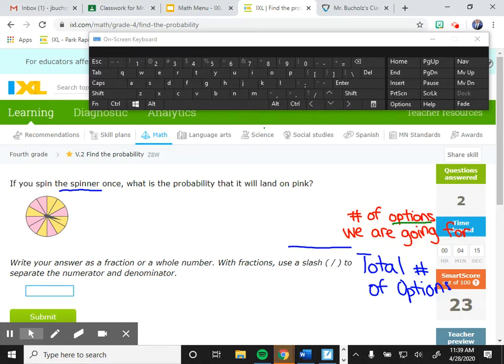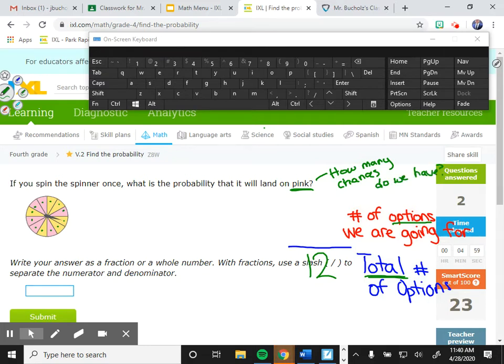Now, if you spin the spinner once, what is the probability that it will land on pink? I'm going to find out what our total is first. I'm going to count them up: 1, 2, 3, 4, 5, 6, 7, 8, 9, 10, 11, 12. So I know in total we have 12 options. Now we have to find how many pinks we have, because that's our chance. We want to land on a pink.